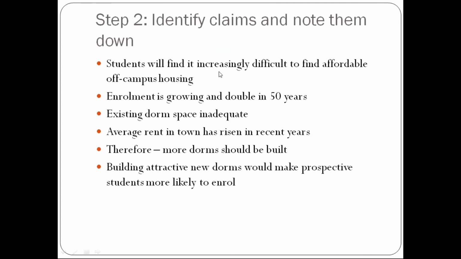Why will students find it increasingly difficult to find affordable off-campus housing? It's an assumption. Enrollment is growing and will double in 50 years. What kind of analysis has been done to back that claim? How do we know that's going to happen? How do we know it's going to double in 50 years? Why 50 years? Okay.